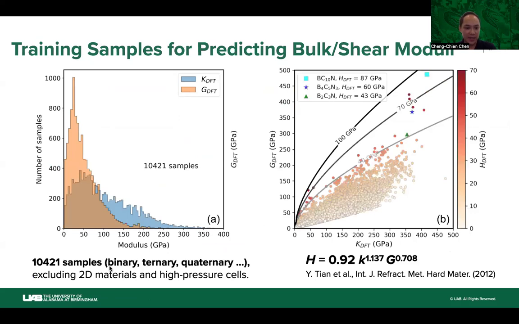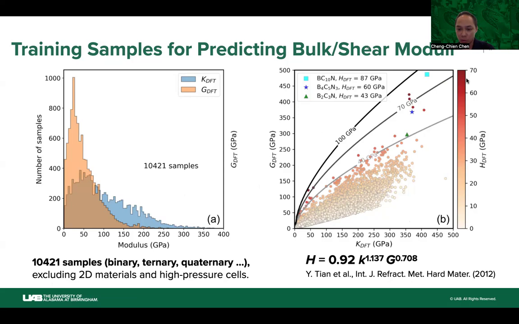Here, this histogram plot shows the distribution of our training samples. The blue is for the bulk modulus, orange for the shear modulus, and we have in total about 10,000 compounds that we down-selected from the Materials Project database. On the right side is a similar plot, but now a scatter plot for shear and bulk modulus, and the color intensity represents the hardness value.